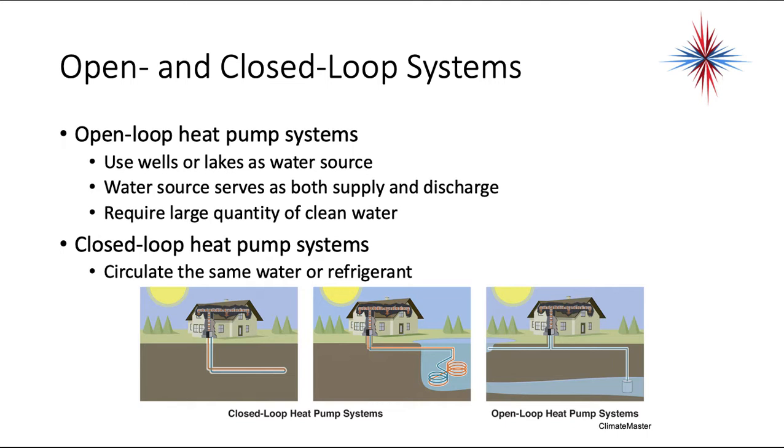Closed loop heat pump systems circulate the same water or refrigerant. Again, the open loop system is over here on the right. It uses a pump or well to pump water, and then it rejects it back into someplace outside where the water can go safely. Closed loop systems either circulate the refrigerant directly or they use water loops.